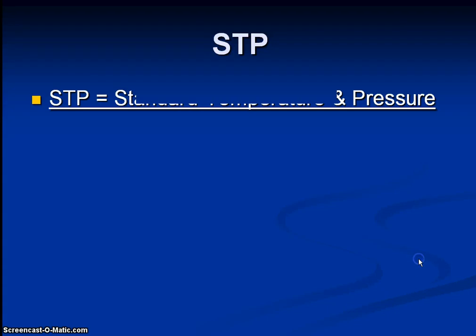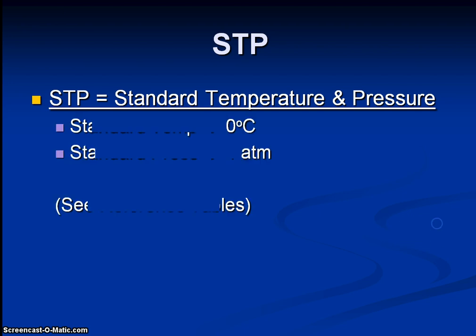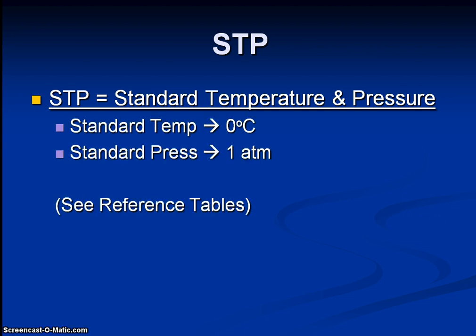For today, the first thing we need to talk about is STP, which stands for standard temperature and pressure. A lot of reactions are dependent on the temperature and the pressure of where you're doing the reaction. So sometimes scientists like to set those constant so you don't have to worry about how the temperature or pressure affects the reaction. Standard temperature is 0 degrees Celsius, which is the freezing point of water, and standard pressure is 1 atm. You don't need to memorize those, they're in your reference tables.